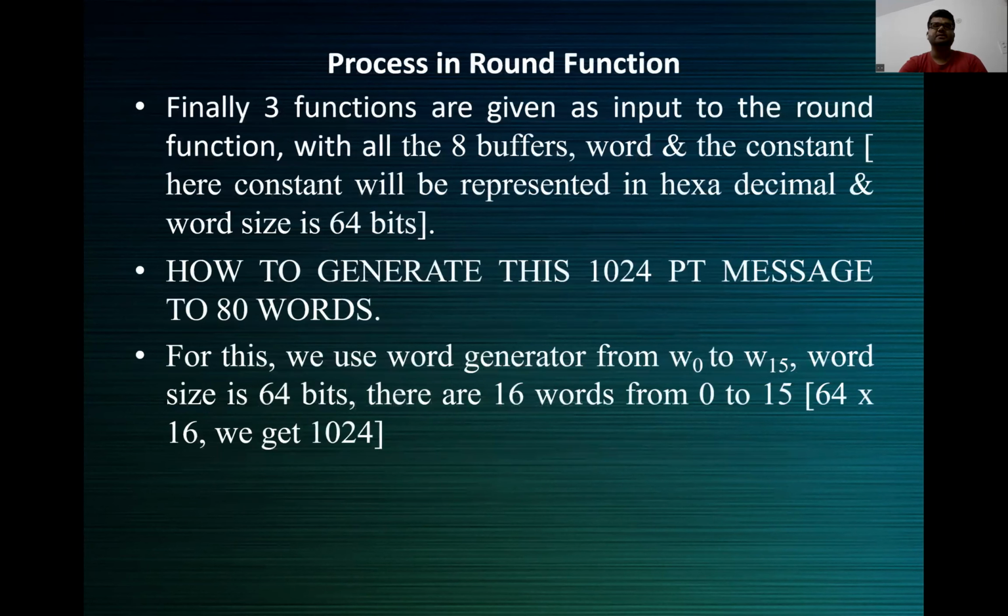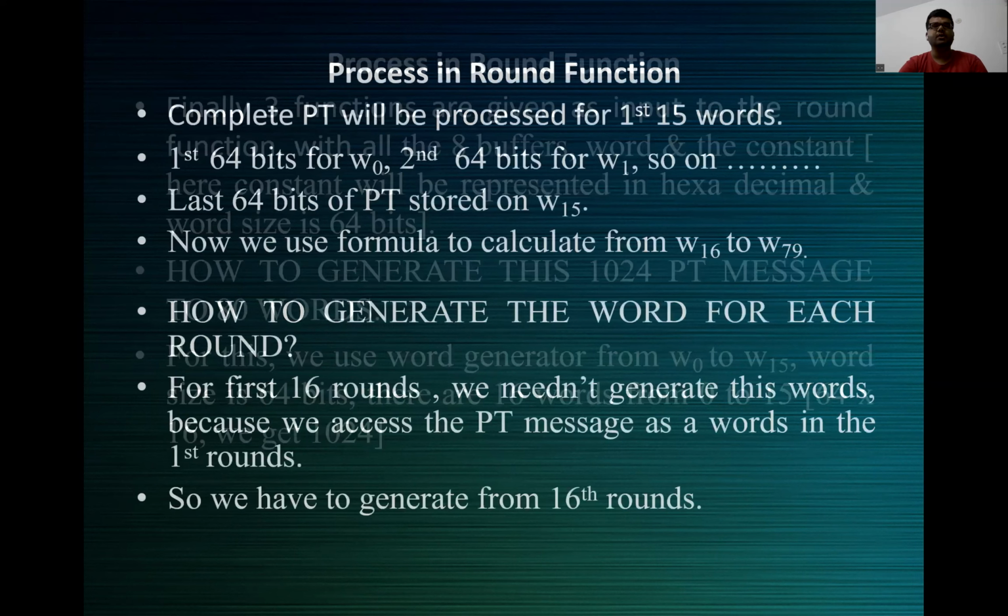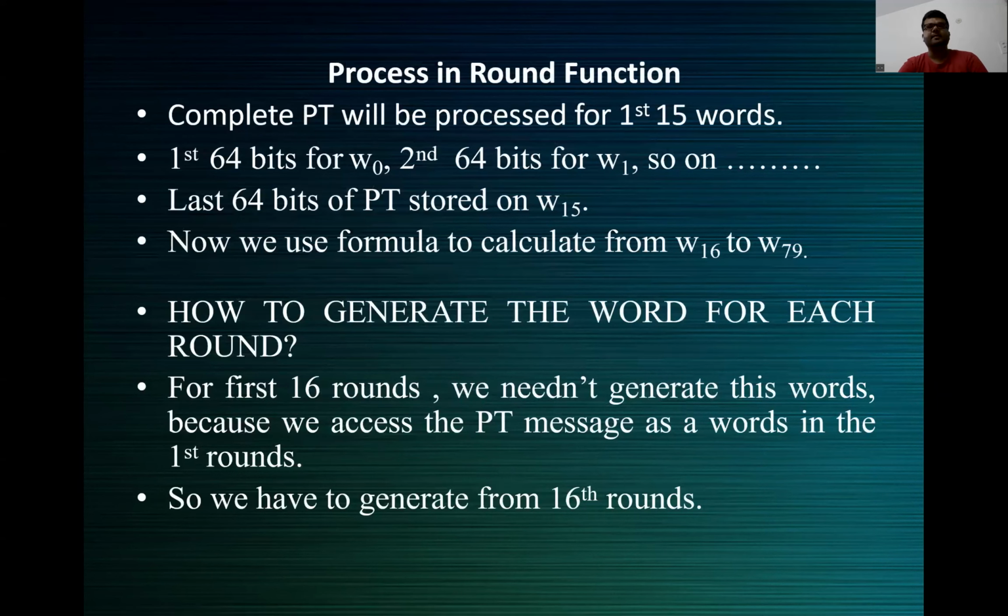And now finally, 3 functions are given as input to the round constant with all the 8 buffers, word and constant. Here the constant is represented in hexadecimal, and the word size is 64 bits. So how to generate this 1024-bit PT message into 80 words? For this, we use a generator from W0 to W15. Word size is 64 bits. There are 16 words from 0 to 15, which equals 64 into 16, which gives us 1024.